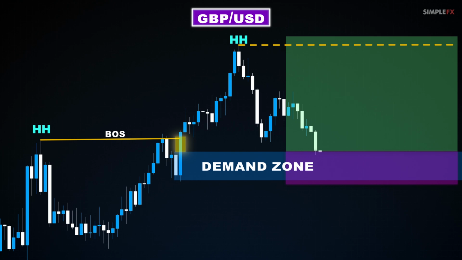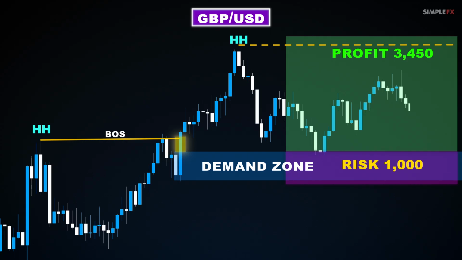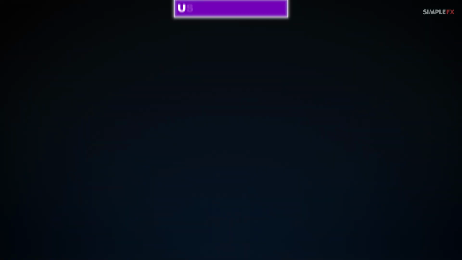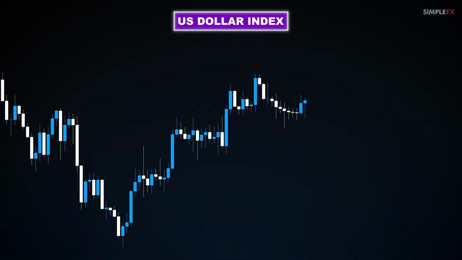That means risking $1,000 could return $3,450. Yes, this is on the weekly chart, so it may take some time to unfold. But here's the real takeaway. This same pattern repeats on every time frame. Let's look at the daily chart of the US dollar index. And guess what? It's the same story as before.